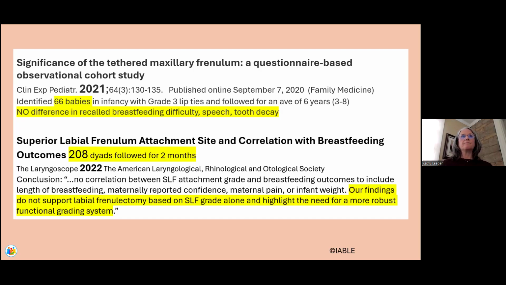This one was from a group of ENTs saying we do not feel that clipping a frenulum under the lip based on the grading is at all recommended. It does not make sense.